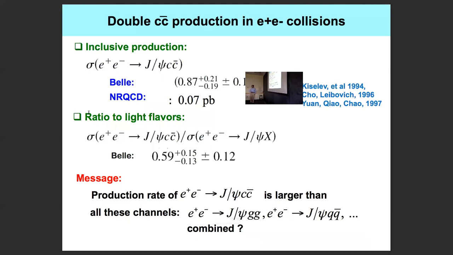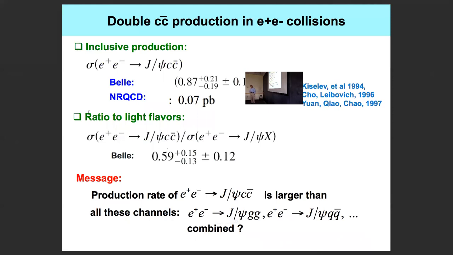Then there are a few examples people already know. It's a puzzle. We still don't understand it after all these years. But we all know there is a very clean process, e+e- to J/psi plus charm. You look for a J/psi, and the event still has another charm somewhere. So that's a well-defined measurement. You measure that, and people can calculate it in QCD. But of course, the experimental data is far above the prediction.